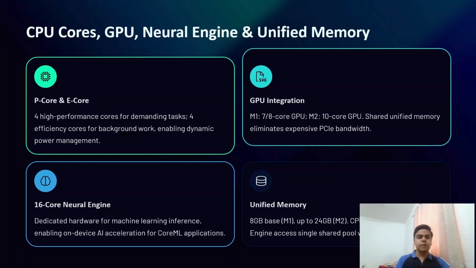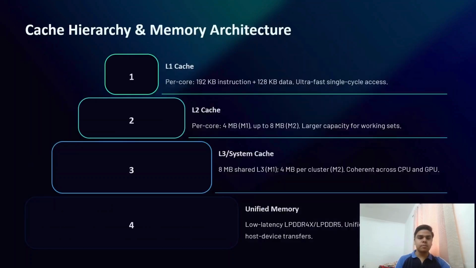Now let's look deeper into the cache hierarchy and memory systems. Each core in M1 and M2 has a 192 KB instruction cache and 128 KB data cache, extremely fast and efficient. Then comes the level 2 cache, or L2 cache, 4 MB in M1 and 8 MB in M2. Both have larger capacity for working sets. The LPDDR4X and LPDDR5 unified memory helps in achieving minimum latency.